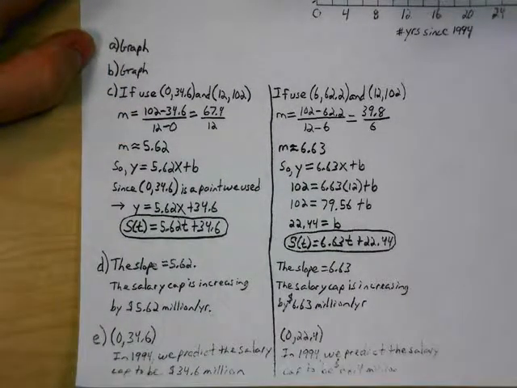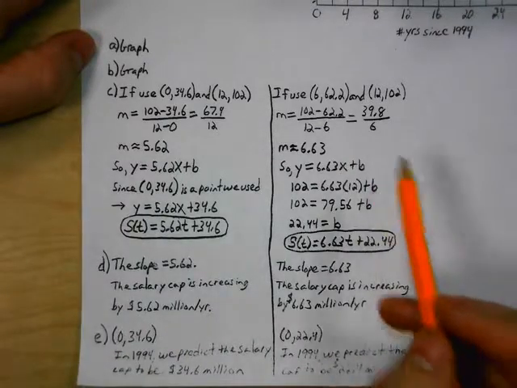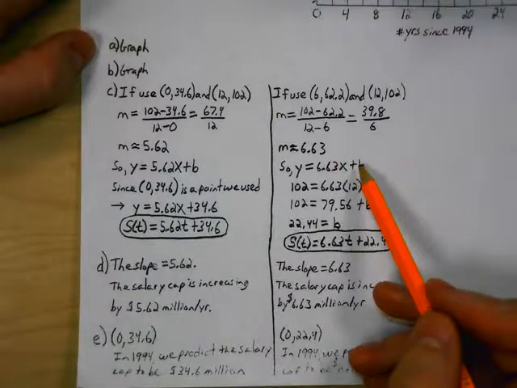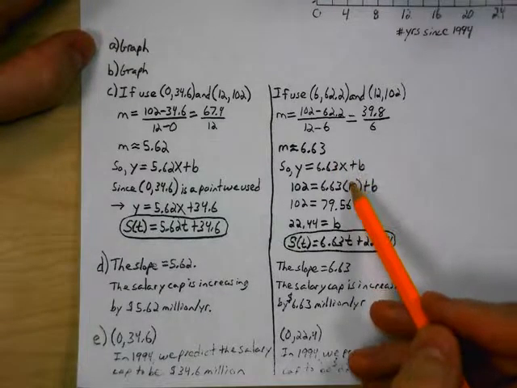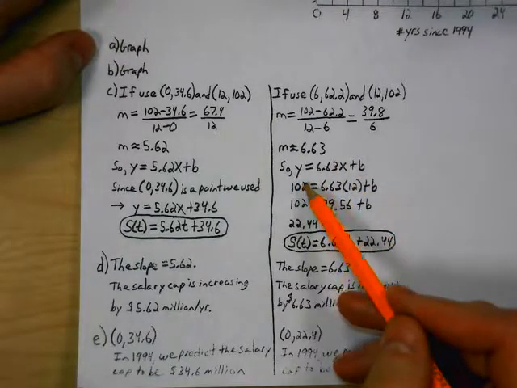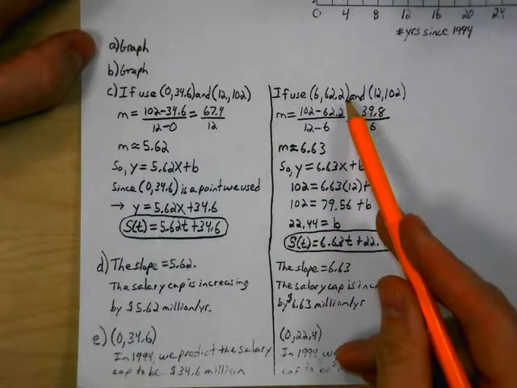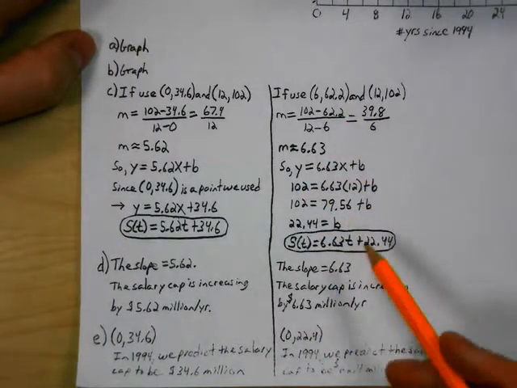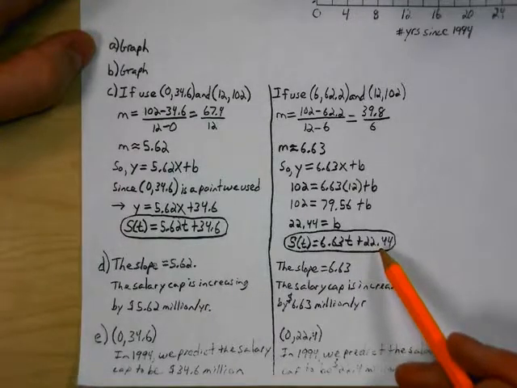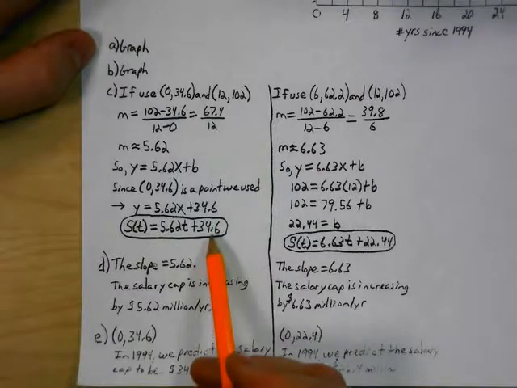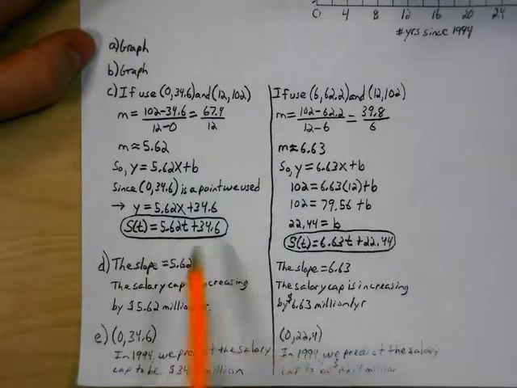And notice that once you get the slope, and it's a different slope because they're two different points, you have to find the b value by plugging in one of the points. I just used (12, 102) to plug in because there was no decimal. And you end up getting 22.4 for the vertical intercept there, which again is about 12 million lower than the other linear model.